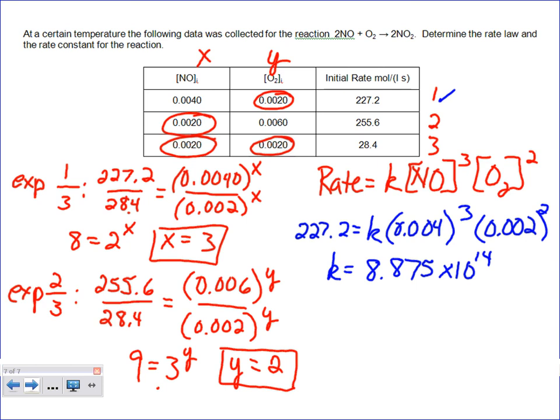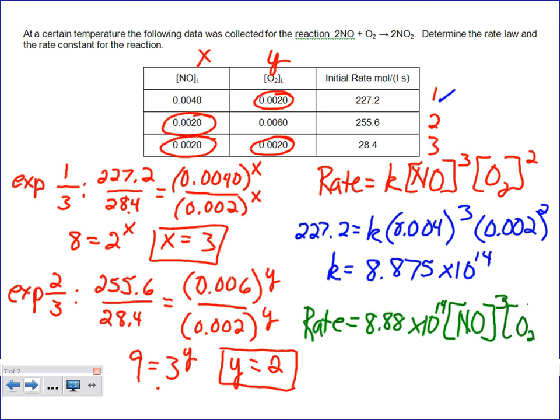So now that you have that, you can go ahead and plug that into your rate law, and you get rate equals 8.88, let's call it that, times 10 to the 14th, and we will say that's times the concentration of NO raised to the third, and times the concentration of O2 raised to the second.